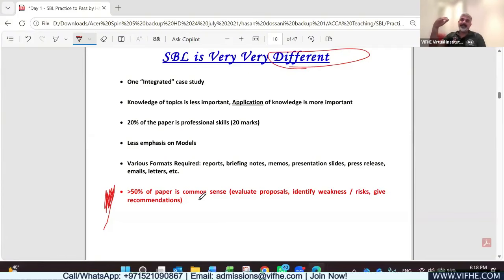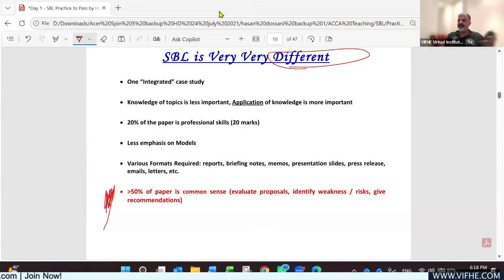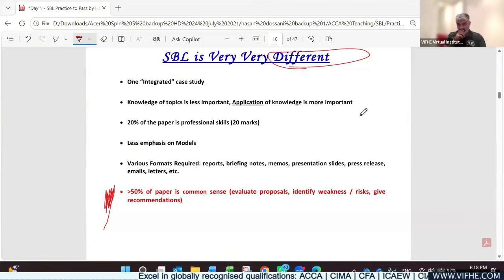Is there any other ACCA paper in which more than 50% of the questions are common sense? What do you think? You must be knowing, right? All the other papers are heavily based on the syllabus. You have to cover the syllabus. You must have technical knowledge. But in this paper, only 50% is based on the syllabus. 50% is common sense.